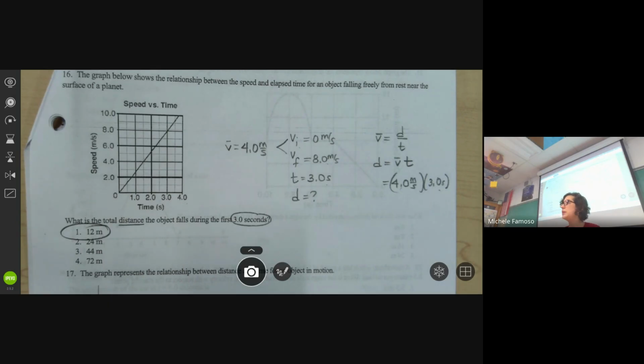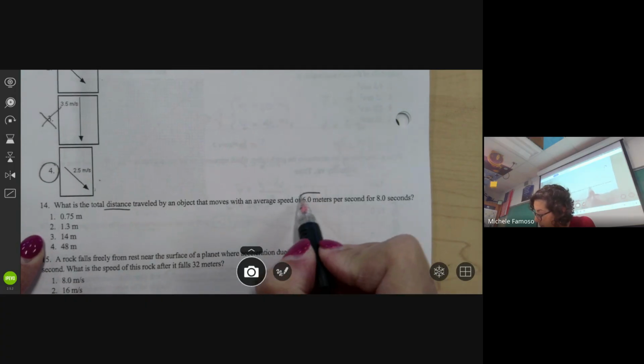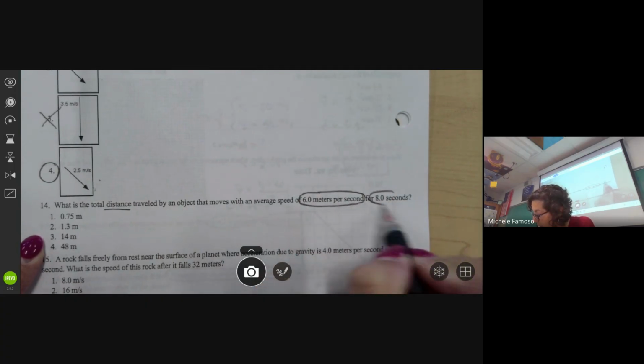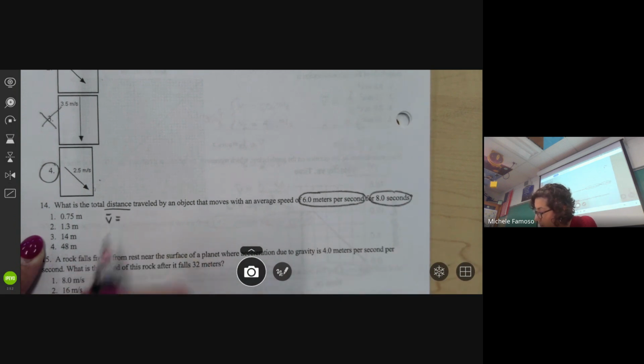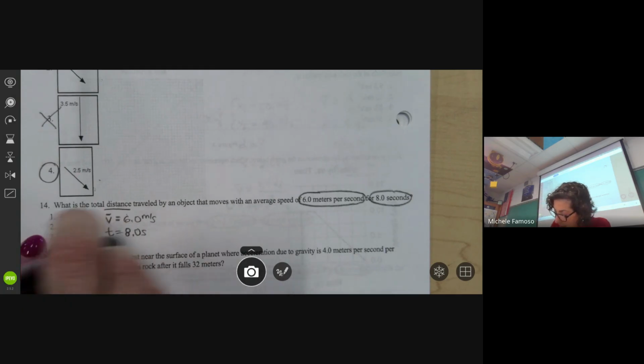Anything else through 20? 14. 14 says, what is the total distance traveled by an object that moves with an average speed of 6.0 meters per second for 8.0 seconds? So I'm giving you the V bar, 6.0 meters per second. I'm giving you the T, 8.0 seconds. You're looking for D.